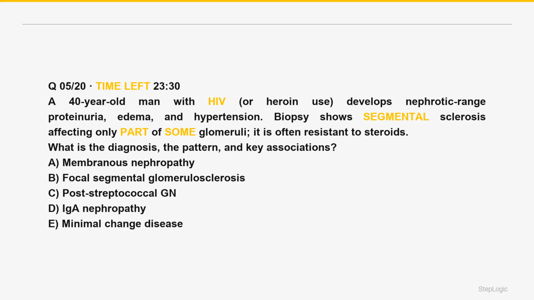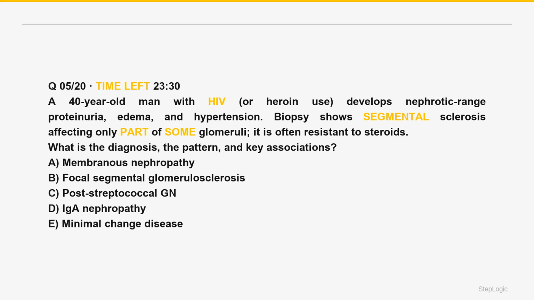What is the diagnosis, the pattern, and key associations? A 40-year-old man with HIV or heroin use develops nephrotic range proteinuria, edema, and hypertension. Biopsy shows sclerosis affecting only part of some glomeruli. It is often resistant to steroids.